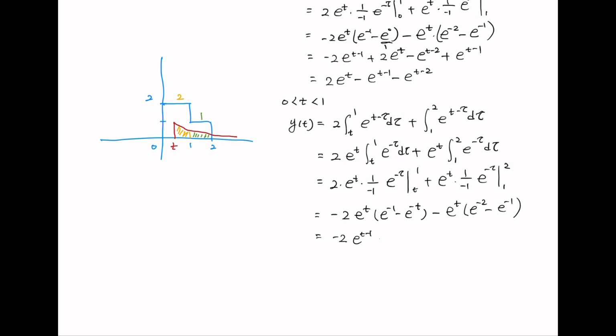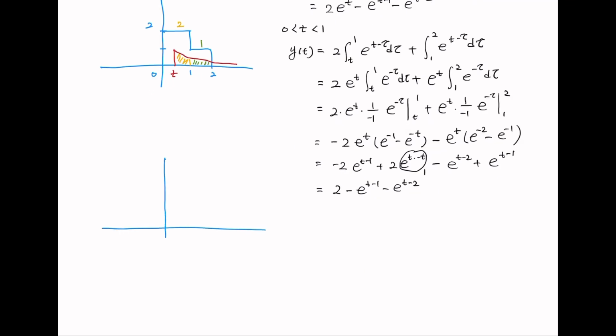That is negative 2 e to the t minus 1 plus 2 e to the t times e to the negative t, minus e to the t minus 2 plus e to the t minus 1. This portion is going to be 1. Therefore, 2 minus e to the t minus 1 minus e to the t minus 2.